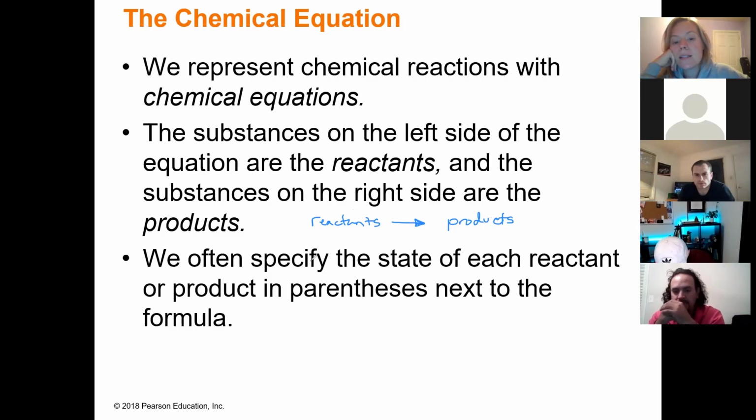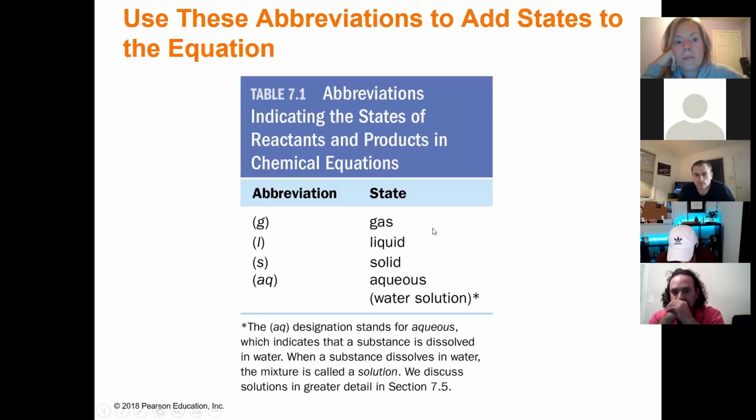A lot of times the state is specified after each reactant in parentheses. So if I was to say, let's say one of my reactants was CO2, I'd go CO2, and then I'd put a little (g) after it in parentheses to let the reader know that it's a gas. I get lazy sometimes putting phases in, just know that.